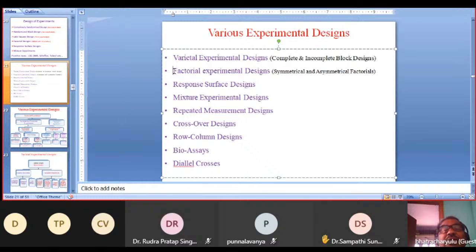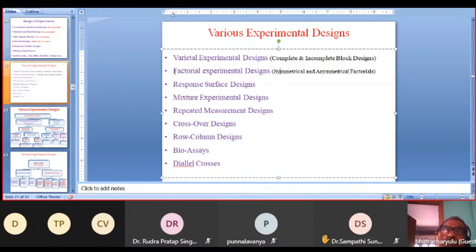And there is another type of experimental design called factorial experimental designs. In varietal designs the treatments are applied individually, whereas here we are not applying them individually; we are applying them as a combination. That is the major difference between the varietal experiment and the factorial experiment.